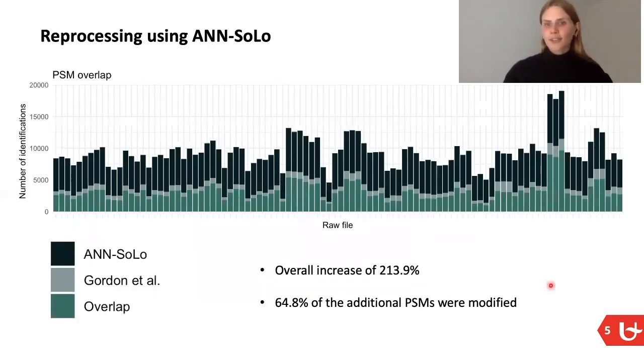With the same false discovery rate of 1%, we identify more than twice the number of peptide spectrum matches in comparison to the original analysis. We reproduced about 80% of the peptide spectrum matches and 65% of the additionally identified peptide spectrum matches were modified. This indicates that the increase in peptide spectrum matches that we observe can be accredited to the ability to identify modified peptides.